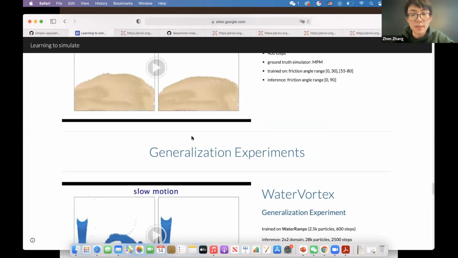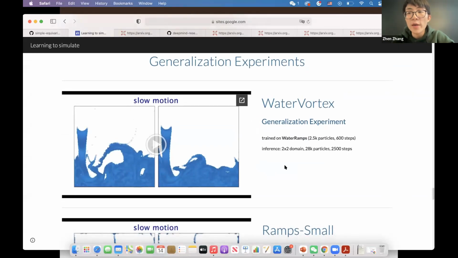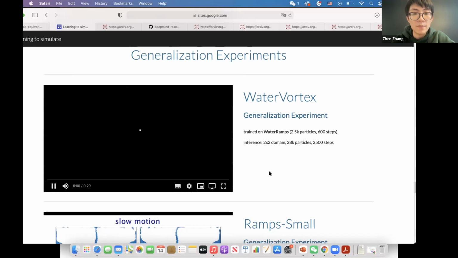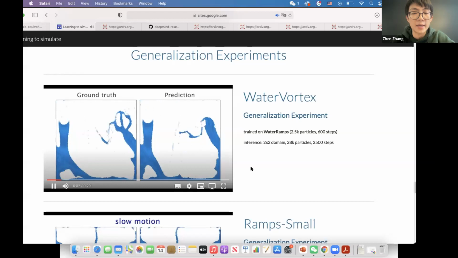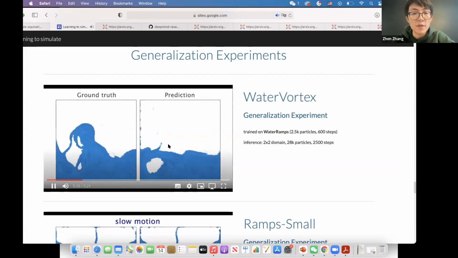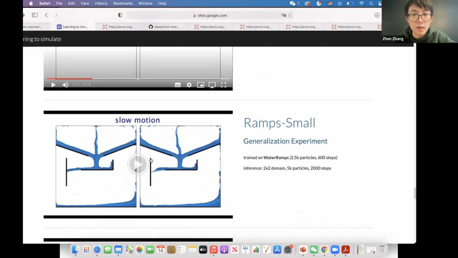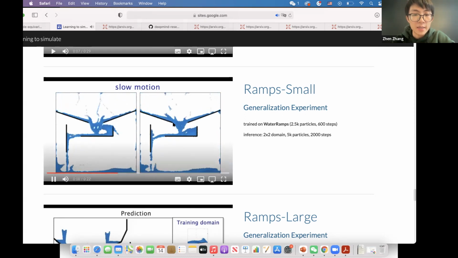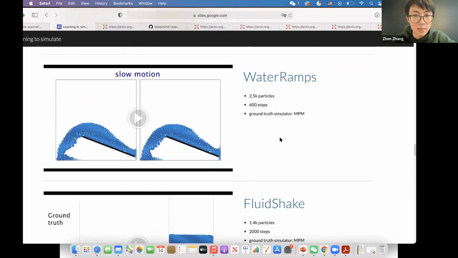Another advantage of using this type of data-driven method is that you can train the neural network from a small data set. For example, you can train the neural network on a data set of 2.5K particles with 600 steps, but you can do the generalization task on more particles and more time steps. For example, here you can do the generalization on a much more complicated scenario, like the water vortex, even though you are just training it on some simple domain. And something even trickier, like this. So basically, the training set is the same. The training set is something like this.